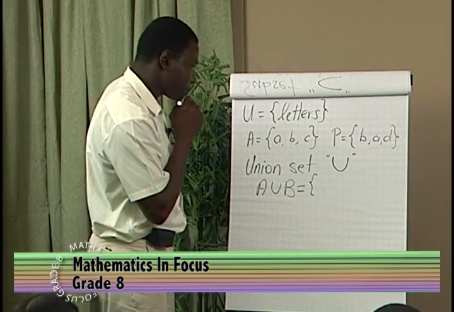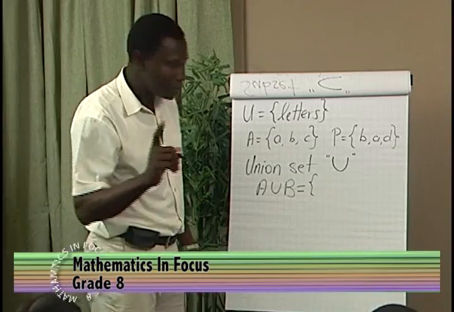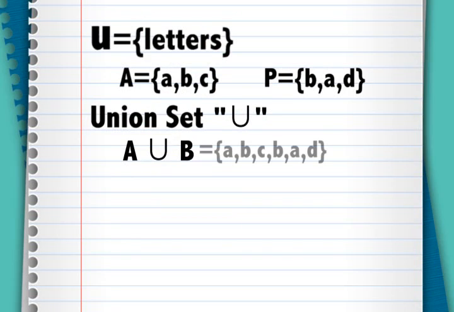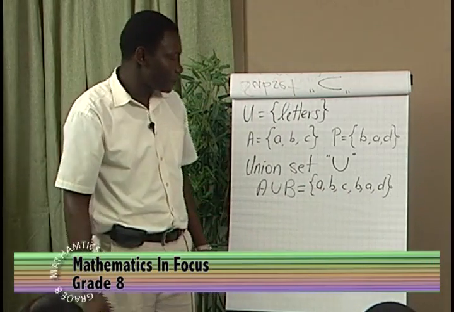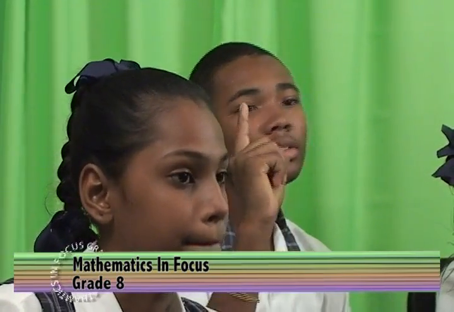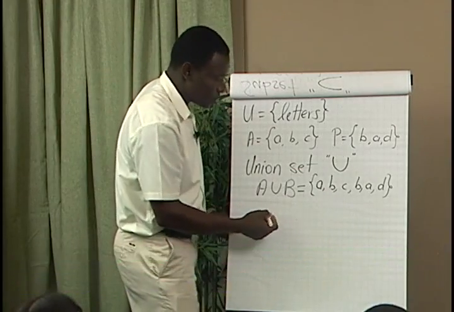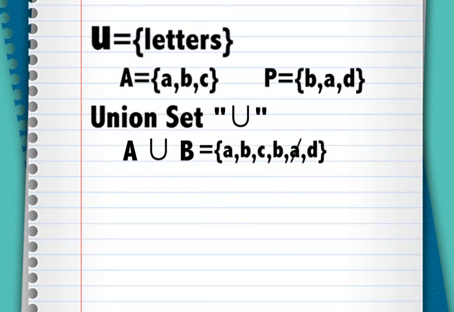Now, I'm going to do something here, and I want you to point out where I went wrong. All right? So look carefully. If I'm going to put these two together, well, then I'll have A, B, C, B, A, D. And I know you did sets in form 1, so you will be able to point out what I did wrong there. Yes, let me hear you. Yes, sir. You have A listed twice. And the rule says that you cannot list an element twice. All right? So we take out one of the A's and one of the B's.